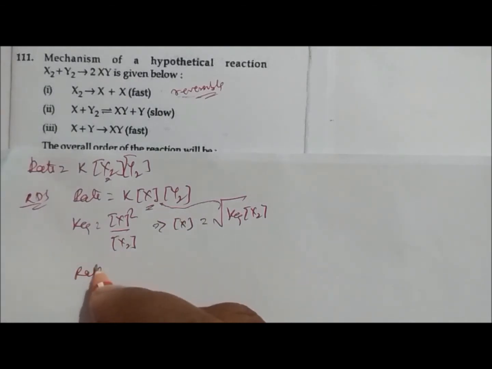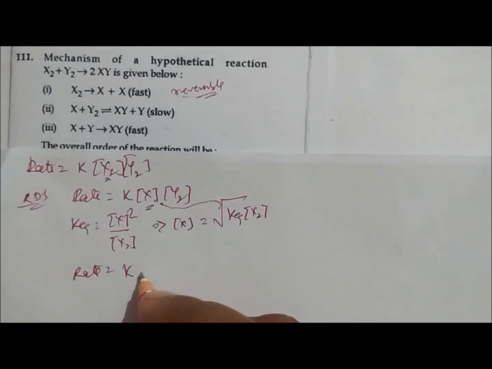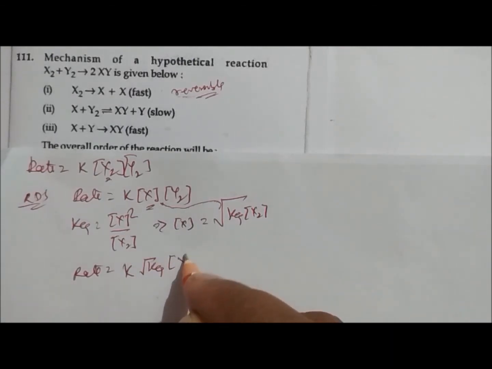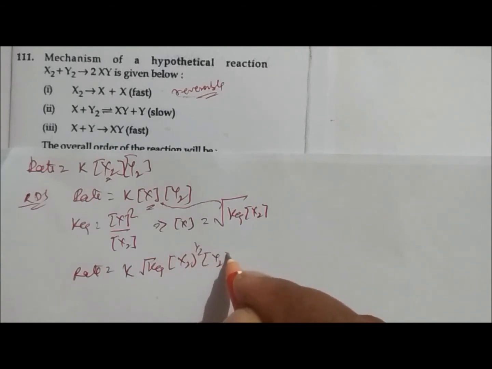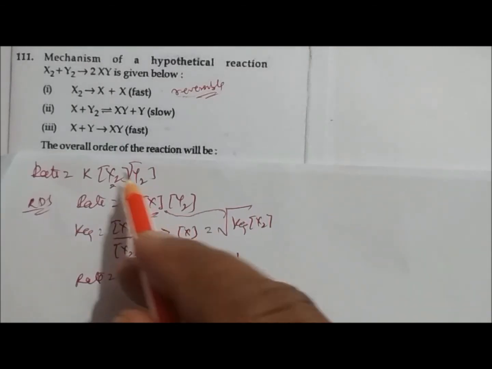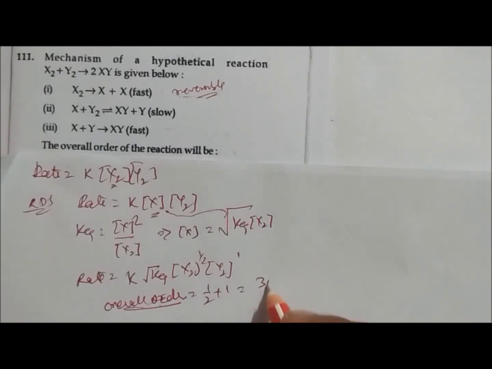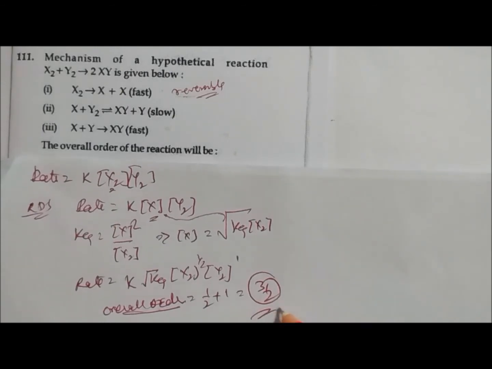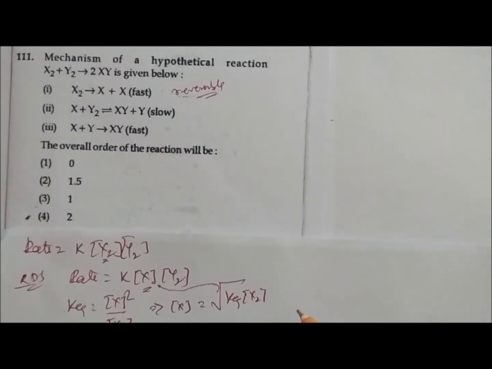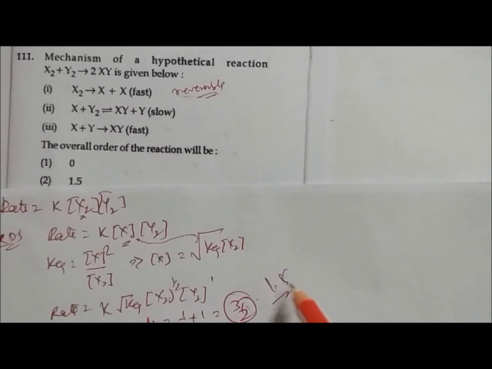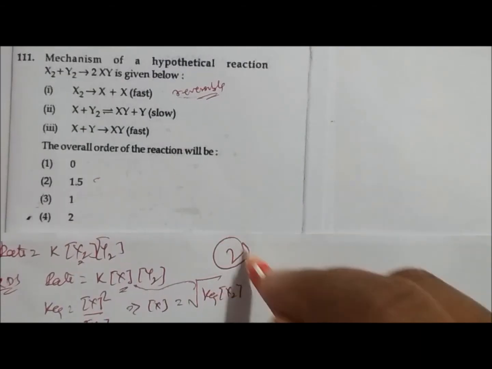So rate will be equal to K into root K equilibrium, and X2 to the power 1 by 2, and Y2 to the power 1. Now they are asking the overall order of the reaction. Overall order will be half plus 1, so this will be 3 by 2. So this would be the answer. We have to check which answer: 3 by 2 is 1.5. So 1.5 is coming, so answer 2 is the correct answer.